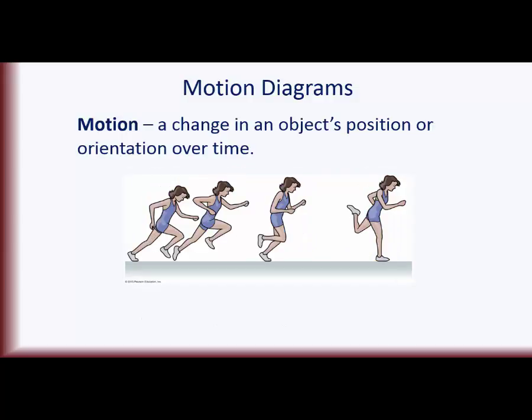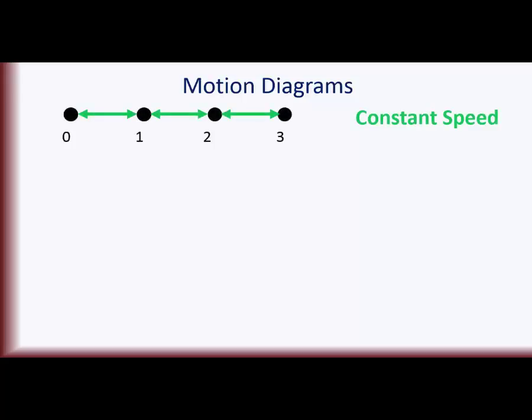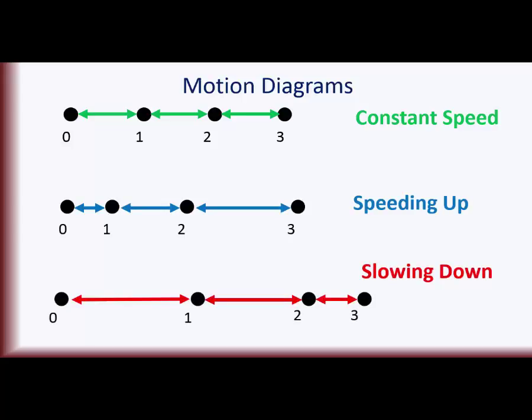In this next example, a runner is speeding up. A motion diagram shows that each dot becomes further and further apart. Our final example shows a car slowing down. The motion diagram for this car shows dots that are getting closer and closer together. To summarize motion diagrams, objects moving at a constant speed have dots that are equally spaced apart. Objects that are speeding up have dots that are further apart, and objects that are slowing down have dots that are closer together.